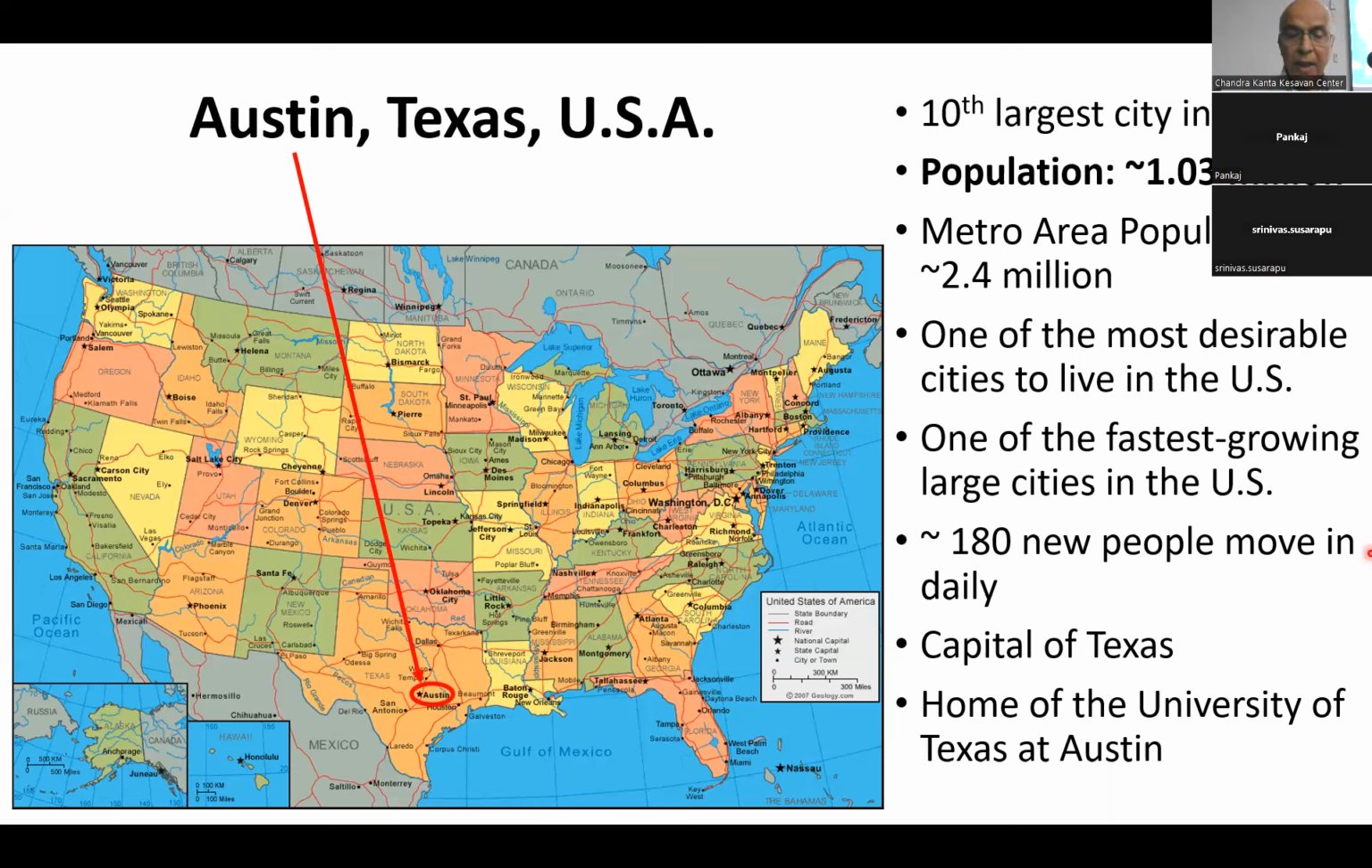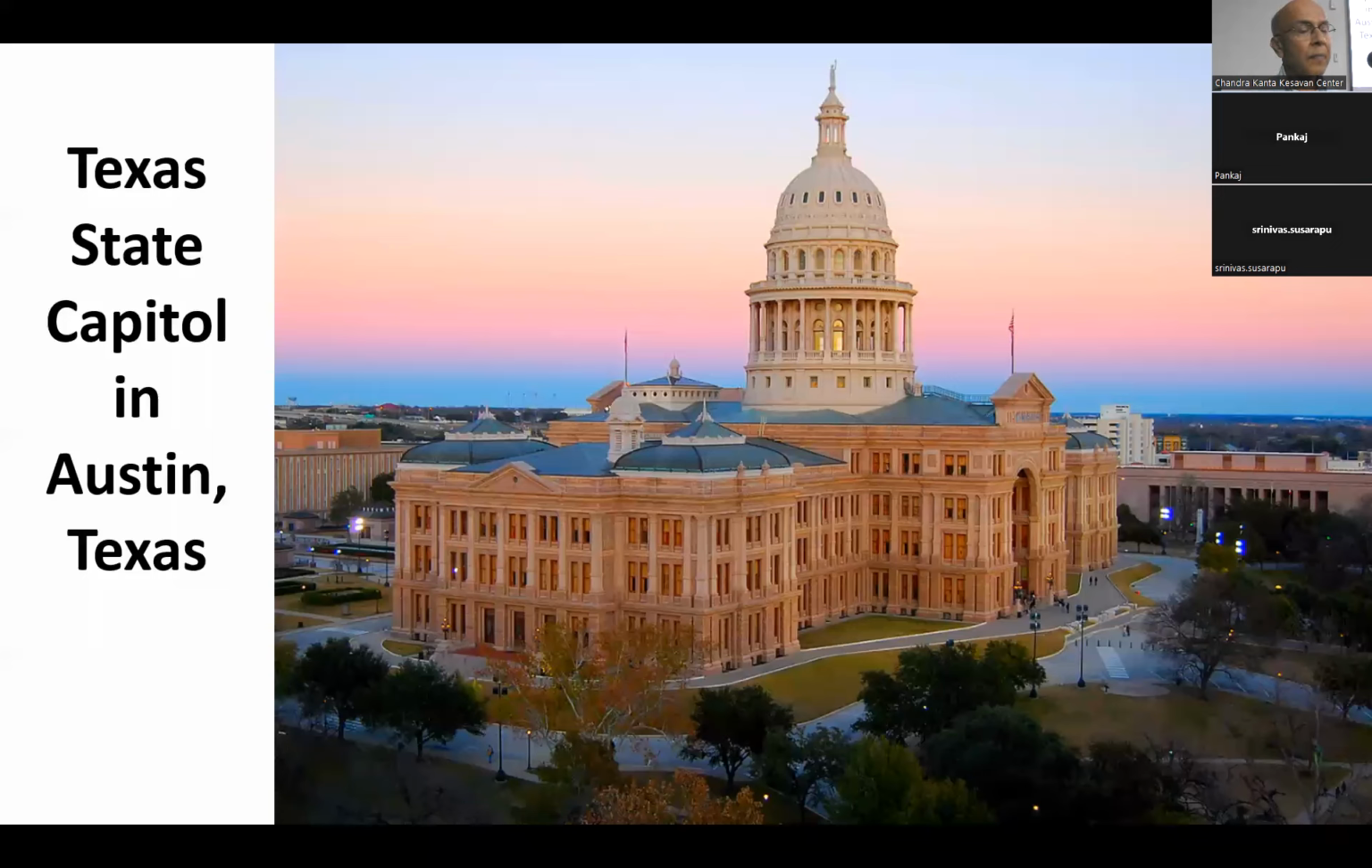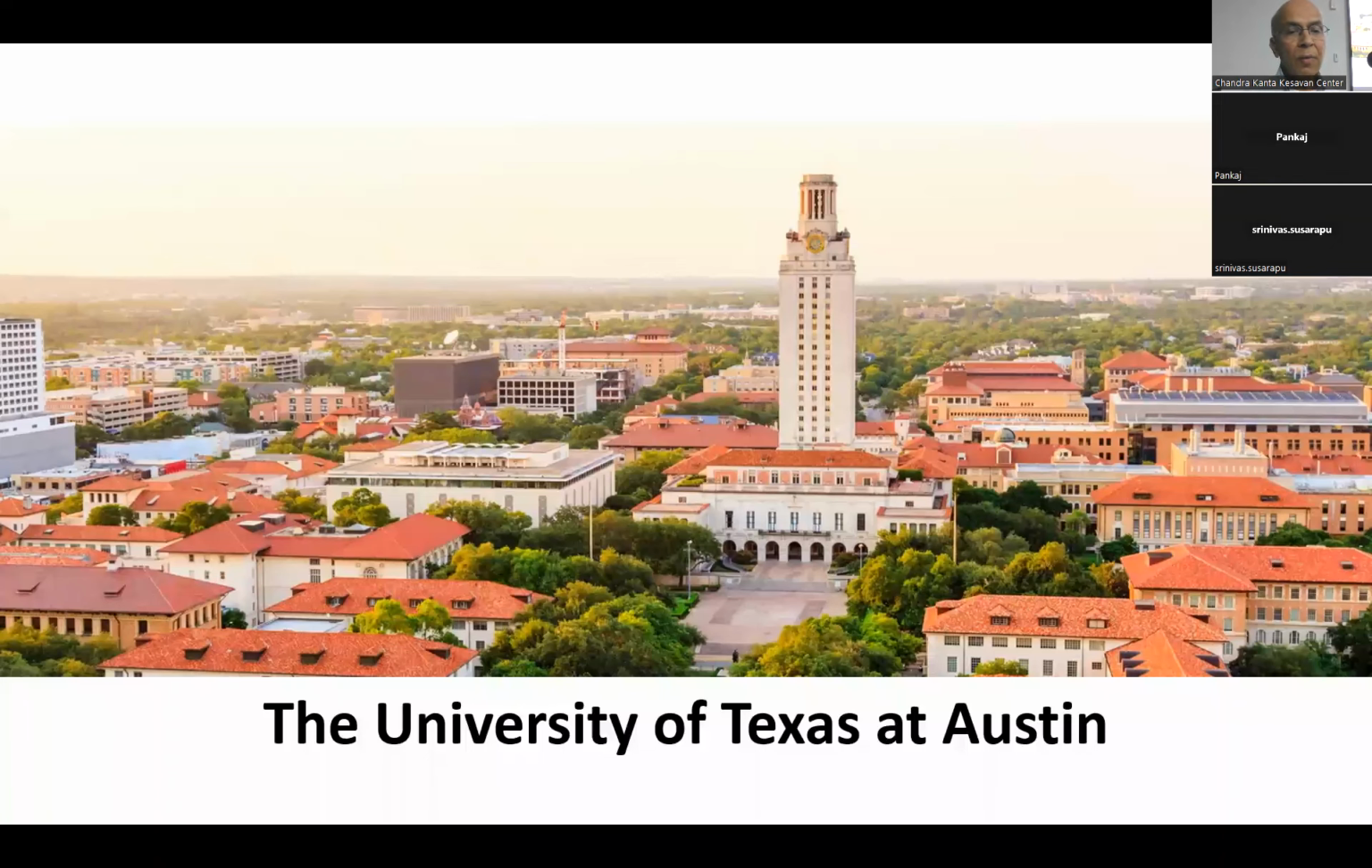Of course, Austin, as I said, is the capital of Texas. And then the home of the University of Texas, Austin, very large university, about 52,000 students, big research and instruction university. They have really one of the finest environmental engineering programs, probably ranked third in graduate programs in environmental engineering. And they also have an excellent program in energy.